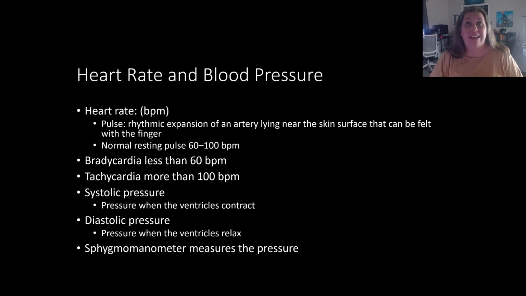On the other hand, the diastolic pressure is going to be when the ventricles are relaxed. Now, this number will never be zero because there's still pressure from the blood traveling through the blood vessel, but it is going to be the lower number. So you have the systolic, which is the higher, and the diastolic, which is the lower. Now, a sphygmomanometer is what's used to measure the blood pressures. The blood pressure cuff is what we would use there, and this is going to give you the systolic and the diastolic pressures.